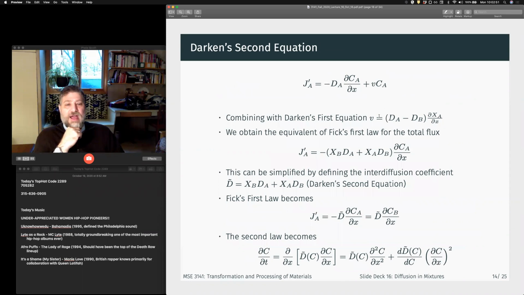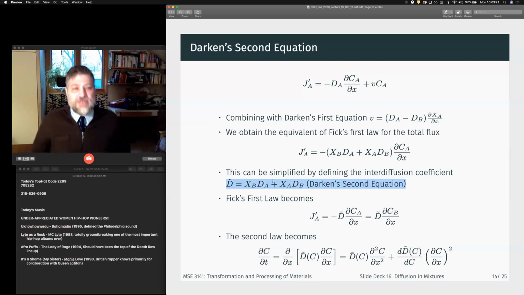If we combine this, where our velocity is given by Darken's first equation, this is the velocity of the transport of our lattice, we get Fick's first law for the total diffusion flux, which has this form, but we can simplify this. And this is what's known as Darken's second equation, and this is the definition of our interdiffusion coefficient.